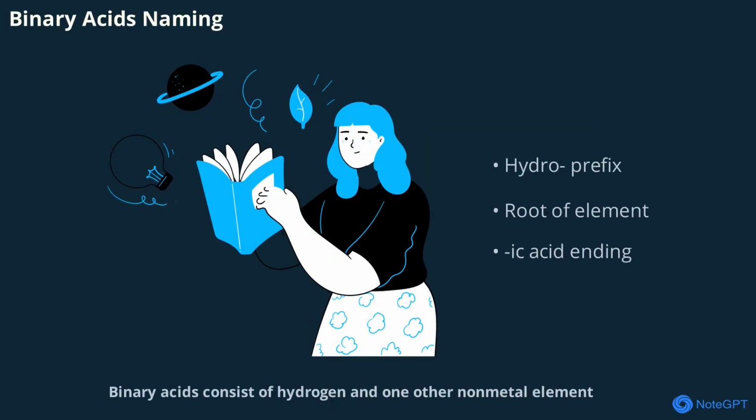Binary acids consist of hydrogen and 1 other nonmetal element. Their names start with the prefix hydro, followed by the root of the nonmetal's name, and end with ic acid. For example, HCl is called hydrochloric acid. This naming convention helps distinguish binary acids from other types of acids.